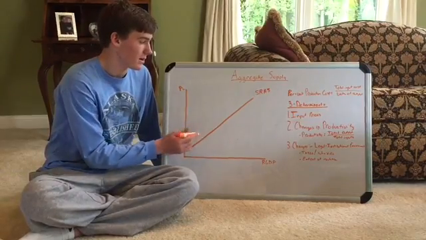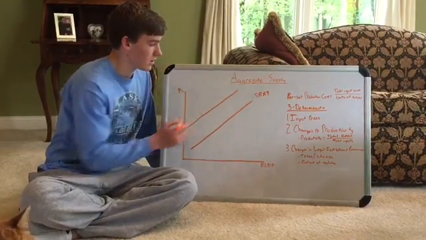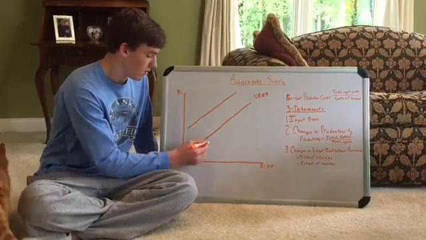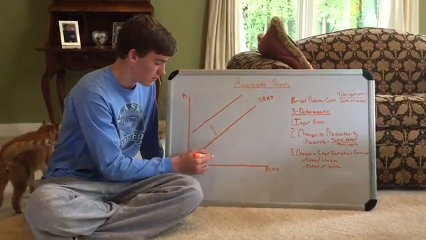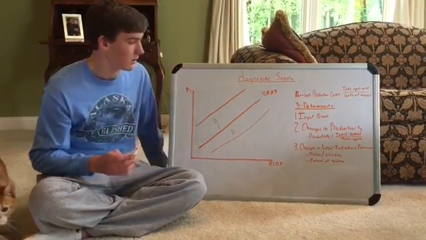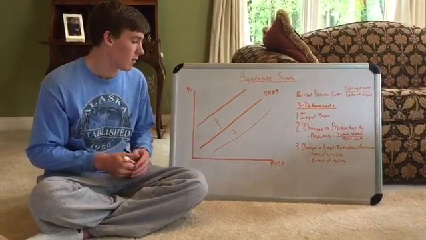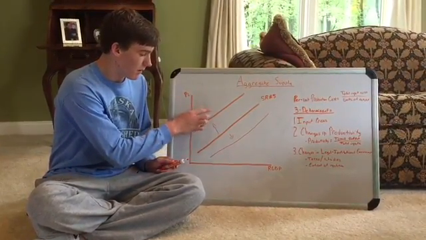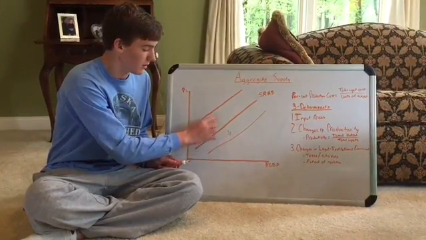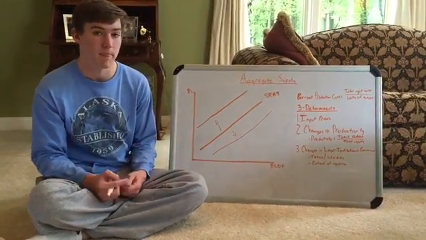So when the short run aggregate supply curve shifts, it'll either shift to the left, which indicates a decrease in aggregate supply, or if it were to shift to the right, that would indicate an increase. So when aggregate supply decreases, price level would go up and real output would go down, and when aggregate supply increases, price level goes down and the real output goes up.